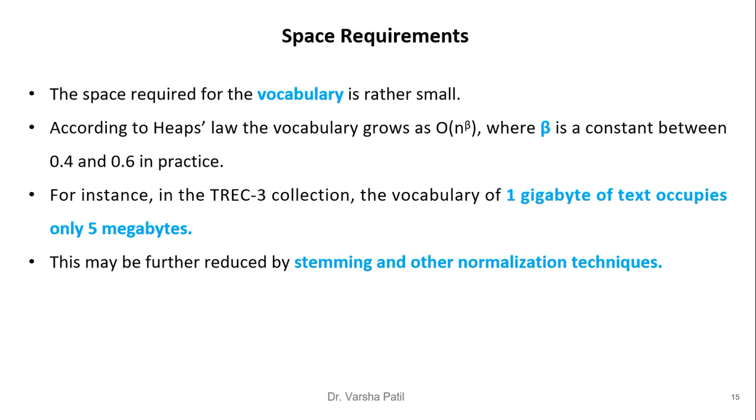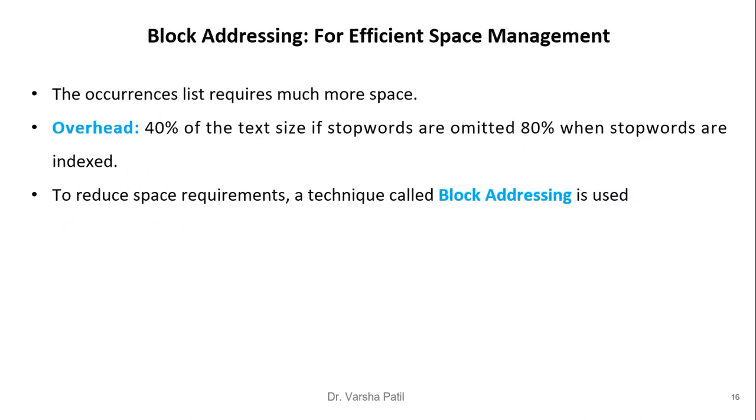Space requirement: the space required for the vocabulary is rather small. According to Heaps' law, the vocabulary grows as O(n^β), where beta is a constant between 0.4 and 0.6 in practice. For instance, for the TREC-3 collection, the vocabulary for 1 gigabyte of text occupies only 5 megabytes. That's why the vocabulary is limited, because it contains only distinct words from the document, and after removing stop words and the stemming operation, it is reduced quite a lot. This may be further reduced by stemming and other normalization techniques.